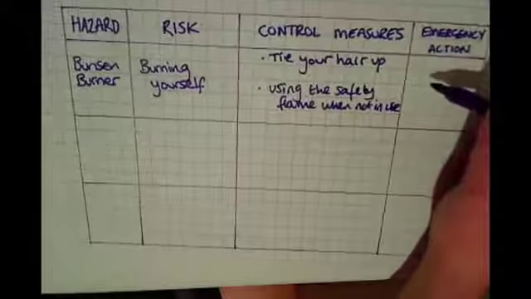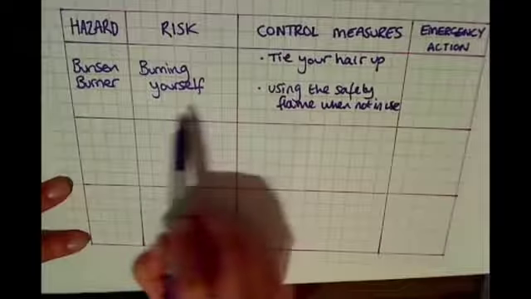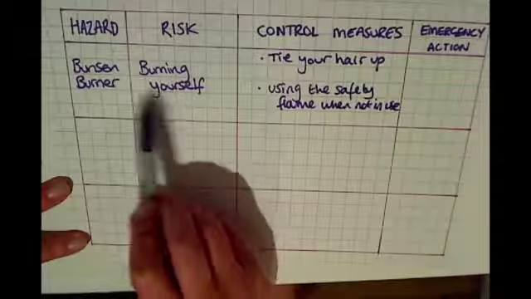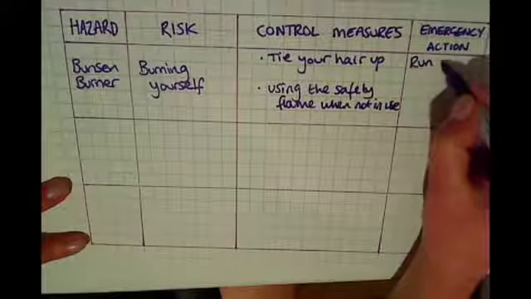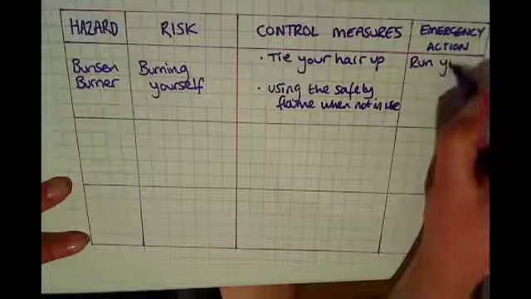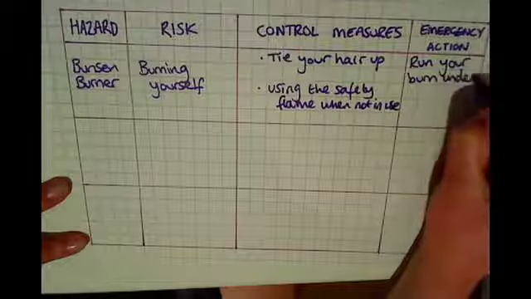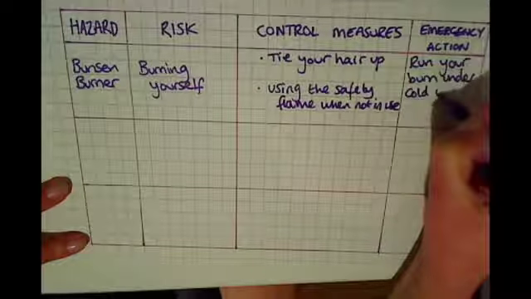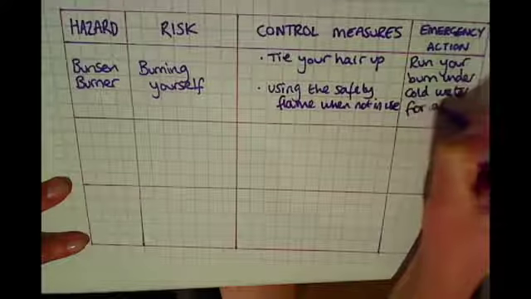And now you need to write your emergency actions for what you should do if the accident happened and you burnt yourself. So if you burnt yourself, you need to run your burn under cold water for at least 10 minutes.